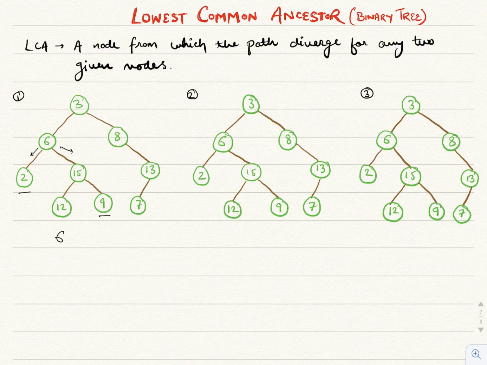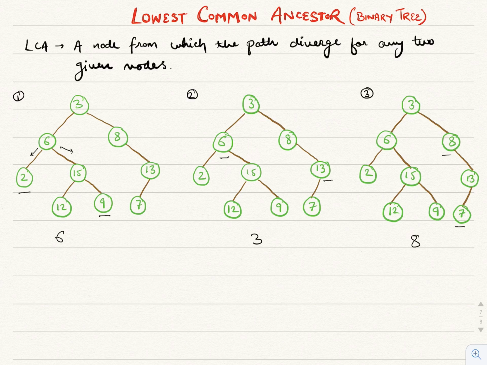For the second example, the lowest common ancestor for 6 and 13 will be 3. And in the third example, the lowest common ancestor for 8 and 7 will be 8, because if one of the nodes is a parent to another, then that node will be the lowest common ancestor.